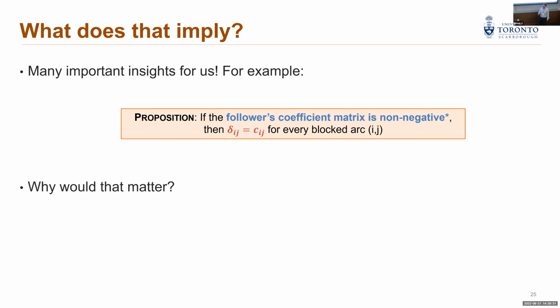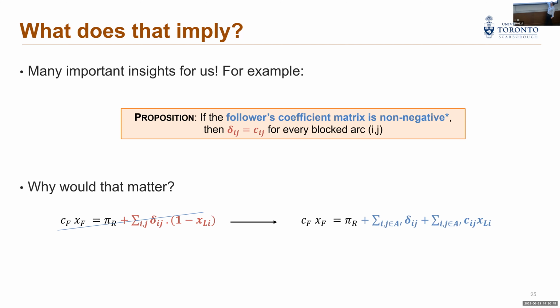All right, why does that matter? Let's think about that inequality that we have here. We can take these delta ij's and replace them by the blocked arcs. So if you select these arcs carefully, you can rewrite this inequality as this one, where this A prime are the blocked arcs, but this is what you get.